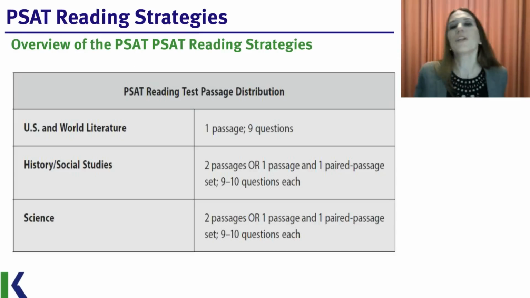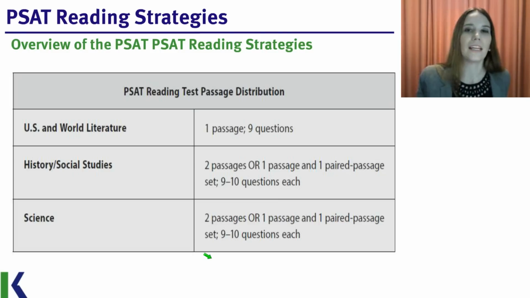So first things first, let's talk about the 3 different types of passages that you're going to see. You're going to see one US and world literature passage. Usually if it's not US literature, it's often Brit Lit, although you may get something else that has been translated, but it tends to come from those. This is going to be a novel or a story. It's going to be often fiction. One of these passages with 9 questions.